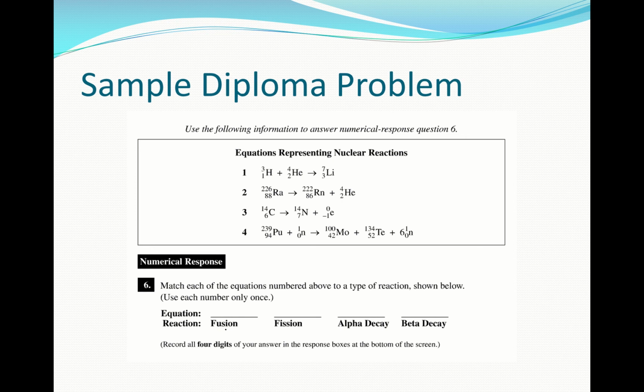So if we're looking for fusion, we're looking for 2 very small things making a bigger thing. So hydrogen and helium making something bigger. Yeah, that looks like fusion to me. Fission is when we take a big atom and we split it up. Right, so here we're making an alpha particle, so this wouldn't be a good answer. But here we're taking plutonium, we're shooting a neutron at it, and splitting it into 2 smaller atoms. So 4 is going to be fission. Alpha decays whenever we make an alpha particle, so that's 2. And beta decays whenever we make a beta particle, so that's 3.